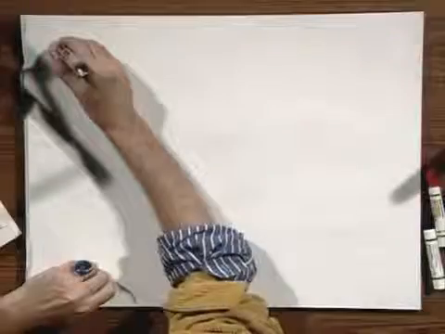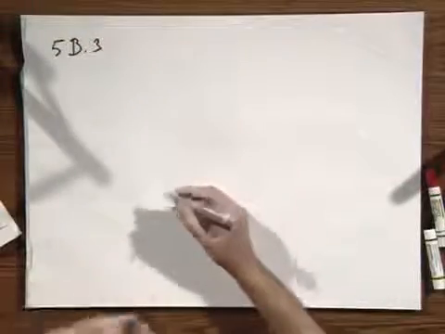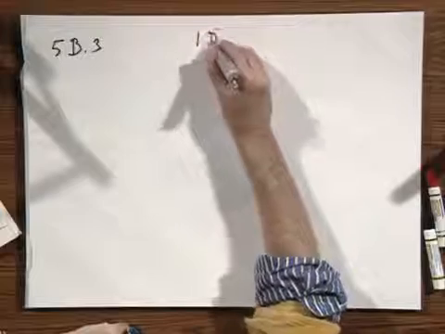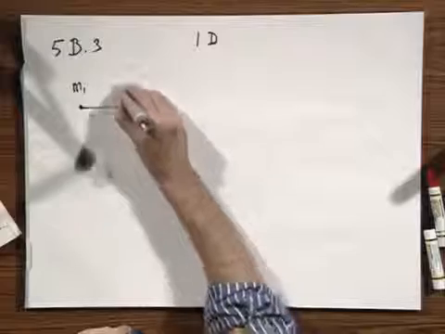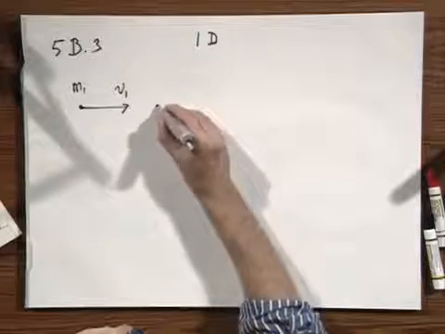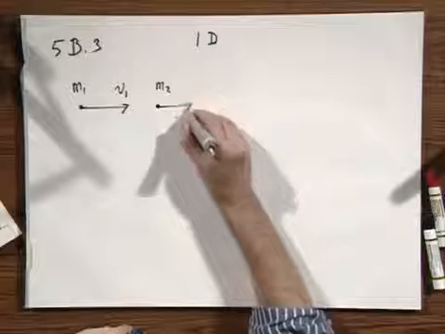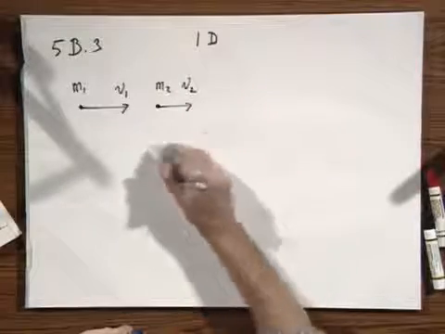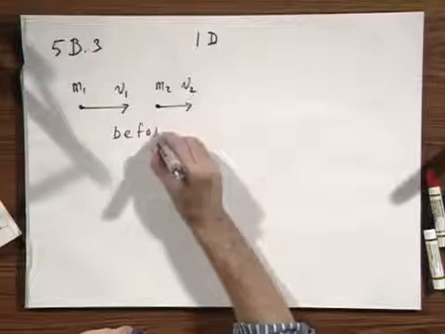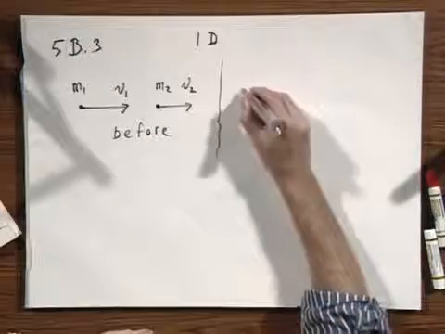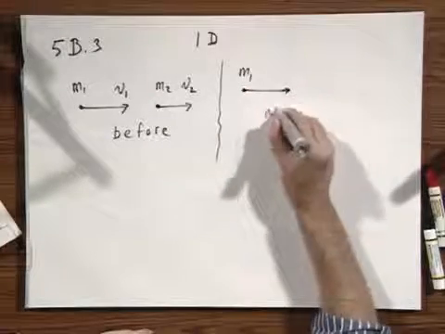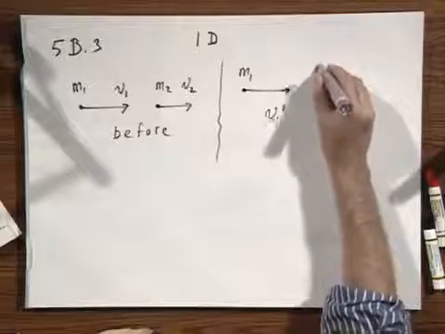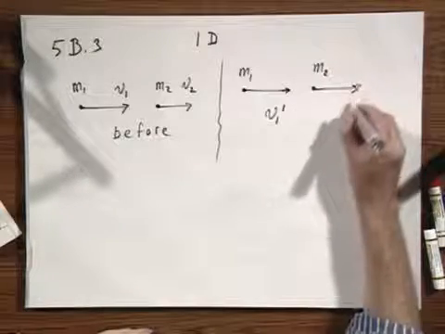So let's now get to problem number 5b3, and I will get back to the first problem later. It is a one-dimensional collision. I start out with object mass m1, and it has velocity v1, and it collides with mass m2, which has velocity v2. This is before the collision. And here we see the situation after the collision very schematically. m1, v1 prime, m2, v2 prime.